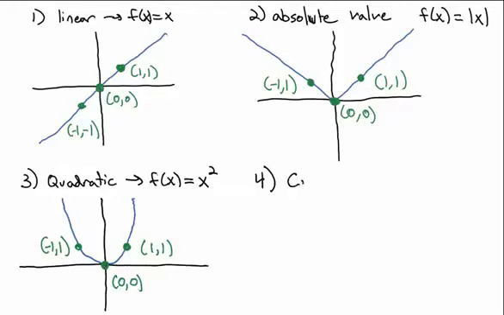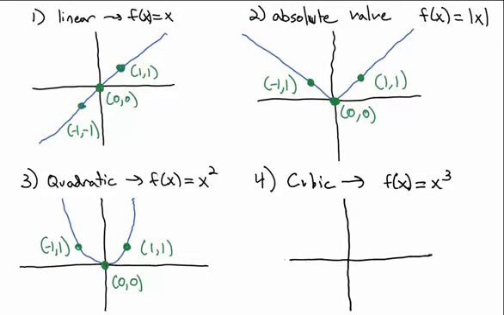The fourth function you need to know is a cubic function. The cubic function is f of x equals x cubed. And if you were to graph the cubic function, it's going to come up, level off, and go back up again. There's a little bit more of a leveling off on the left side.